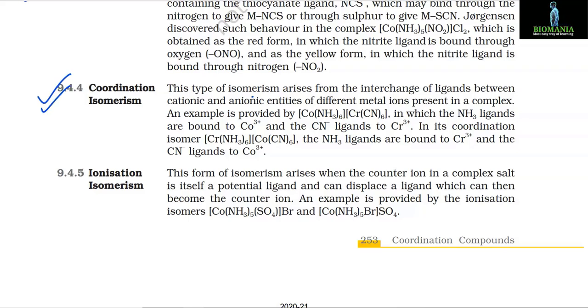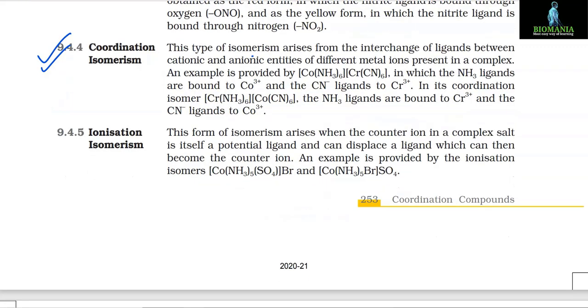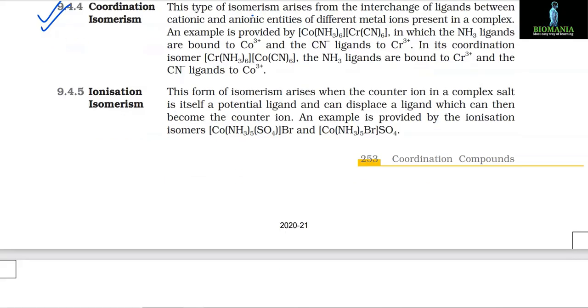9.4.4 Coordination isomerism. This type of isomerism arises from the interchange of ligands between the cationic and anionic entities of different metal ions present in a complex. An example is provided by [Co(NH3)6][Cr(CN)6], in which the NH3 ligands are bound to Co3+ and the CN- ligands to Cr3+. In its coordination isomer [Cr(NH3)6][Co(CN)6], the NH3 ligands are bound to Cr3+ and the CN- ligands to Co3+.